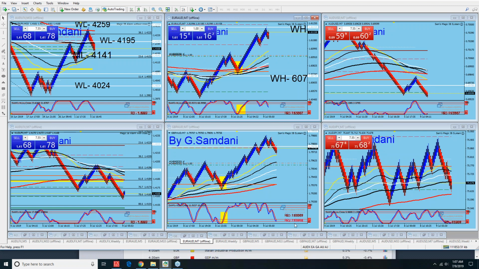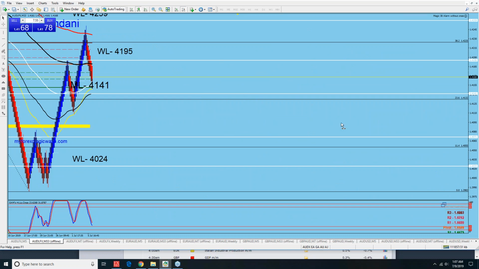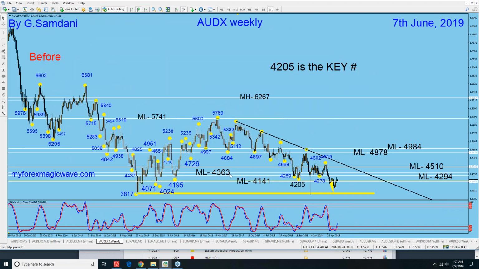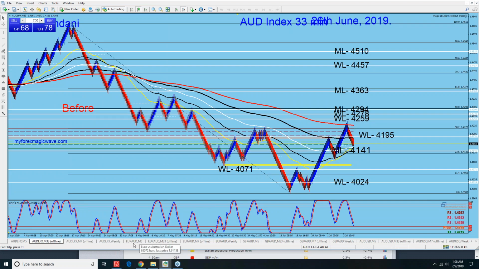So what I do is I make this profile. Here's the chart. What I did is I opened the 5-minute chart, then 33-minute chart of Aussie index, 7-minute chart of Aussie index, and then weekly chart of Aussie index, just to see what is happening, a clear picture in front of my eyes. And then the pairs: the Euro Aussie 5-minute chart, 33, 7, and the weekly. Pound Aussie 5-minute chart, then 33 and 7 and weekly, and then Aussie USD and Aussie Yen, right?